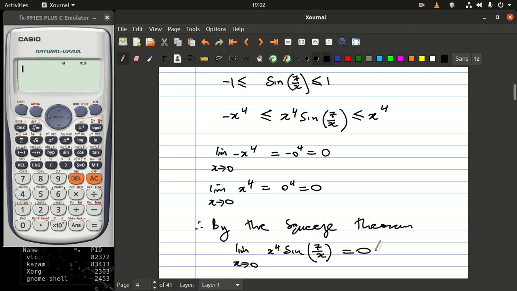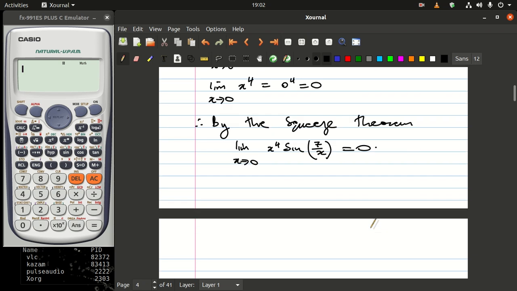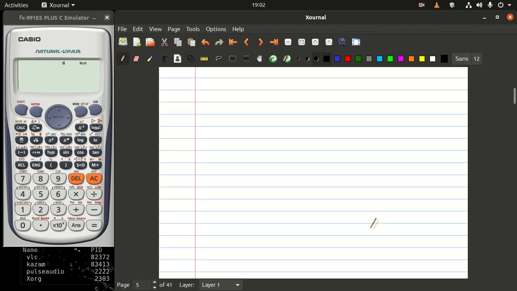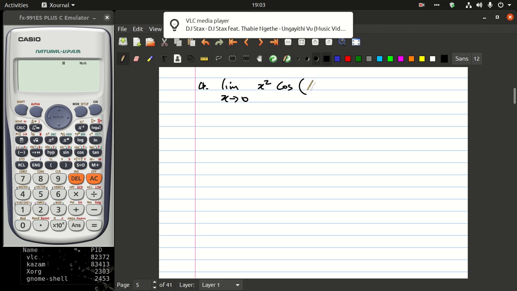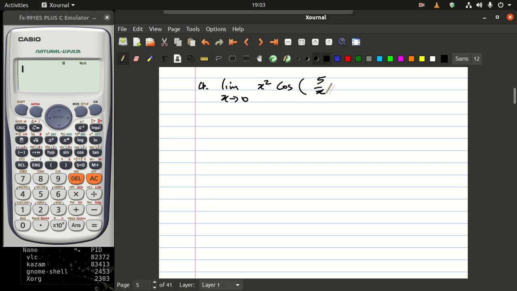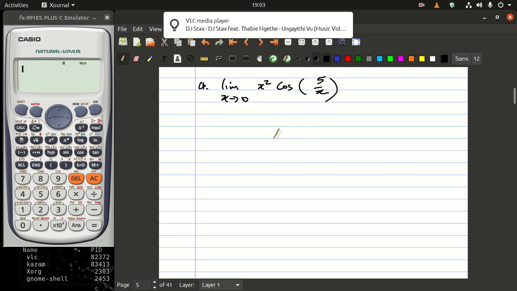That's it. You don't have to worry about so many things. We have that. Let us now look at another example, number 4. I want us to find the limit as x approaches 0 of x squared and then cosine of 5 over x. All you need to do here, we still do the very same thing.